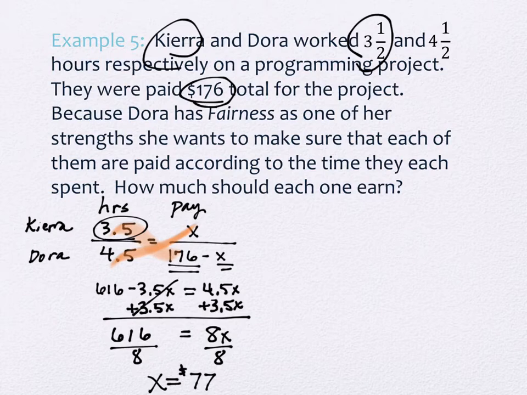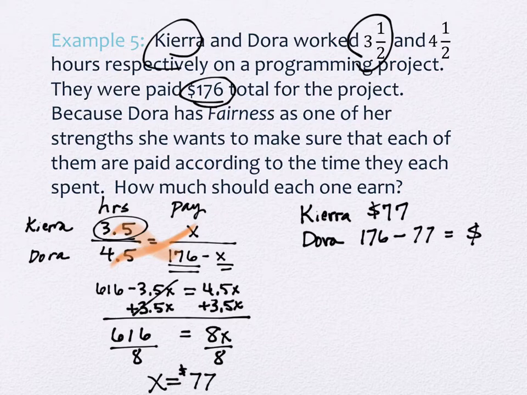So to answer the first question, it says how much did they each make. We know Kierra made 77. How can I figure out what Dora made? Yeah, it's the 176 minus the 77, which looks like 99 for Dora. So I feel like this is the most natural way to set it up.